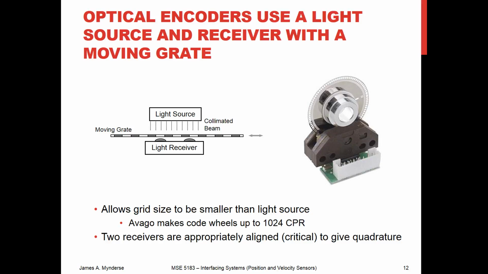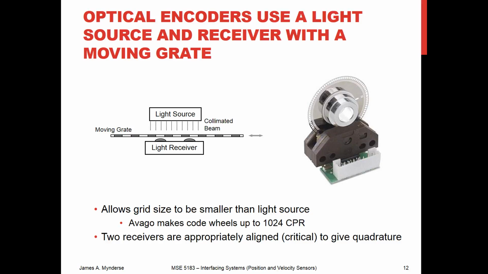So the code wheel is that shiny piece, and that spins on some sort of axle that you're measuring the speed of. And the brownish blocky shape, that is the combination light source and receiver. And you can see that the very shiny portion on the code wheel is actually a lot of on-off slots. It's very finely marked there. Avago makes them up to 1,000 counts per revolution, but they have to be really precisely aligned.